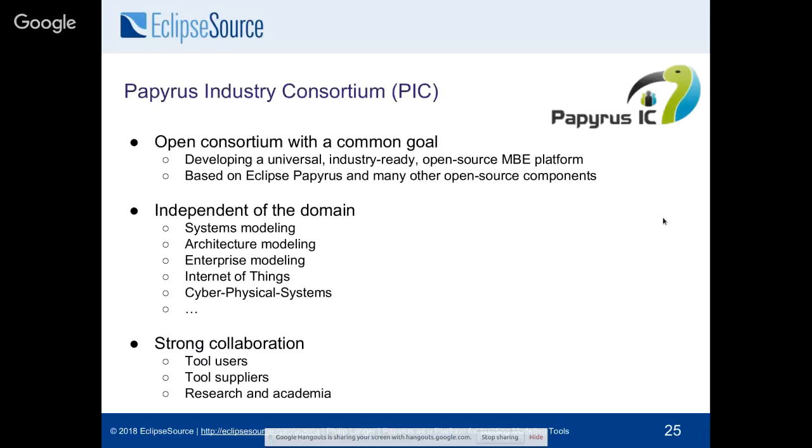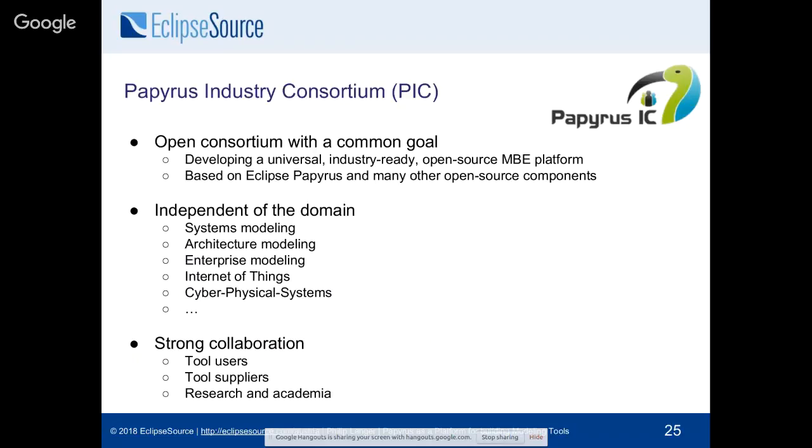One other thing that I wanted to mention is that the Papyrus community is, I would say, not coordinated, but is organized and supported by the Papyrus Industry Consortium. And the Papyrus Industry Consortium is basically a group of organizations that follow a common goal, and that is developing a universal and industry-ready open source model-based engineering platform based on Eclipse Papyrus and many other open source projects.